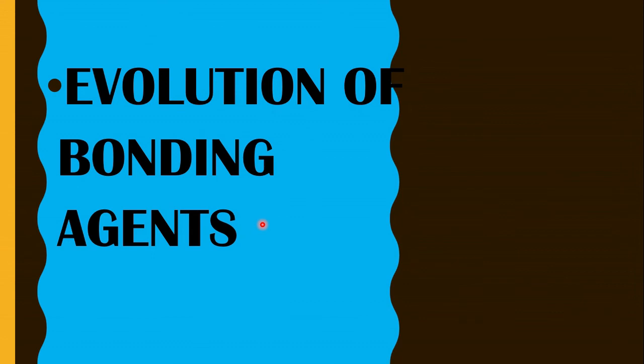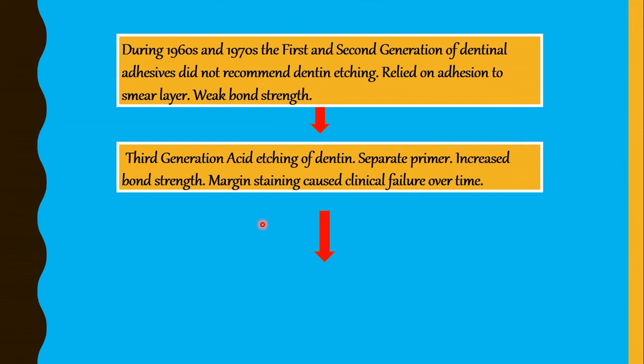Coming on to the evolution of the bonding agent. During the 1960s and 1970s, the first and second generation of the dentin adhesive did not recommend dentin etching. They relied on adhesion to the smear layer, and they have a weak bond strength. Whereas in the third generation we have acid etching of the dentin, a separate primer and increased bond strength as compared to that of the first and second generation, but the margin staining caused a clinical failure over time.